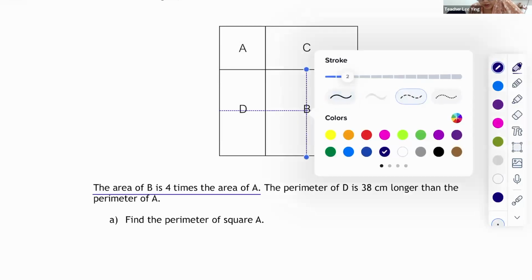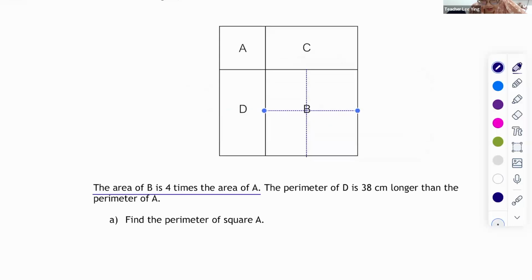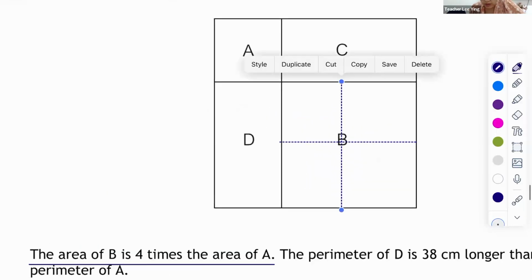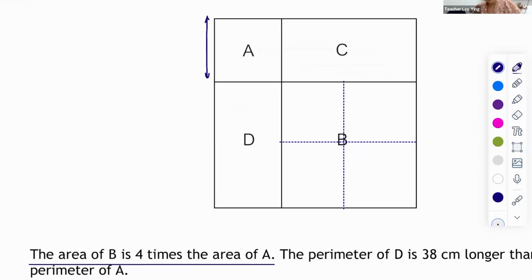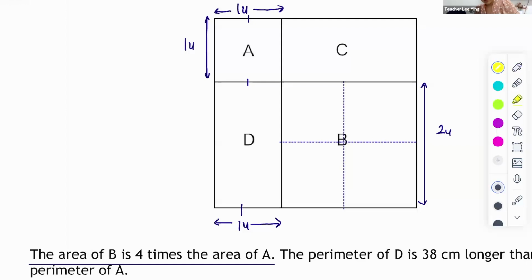All right, so if we do this, why was I so confident just now? Let me show you. So I'm going to call this 1 unit. So if one side of A is 1 unit, it means that one side of B is going to be 2 units. Isn't it? And these are equal lengths. So the one side of D will be 1 unit. And since the length over here is the same as the length of D, one side of D will also be 2 units.